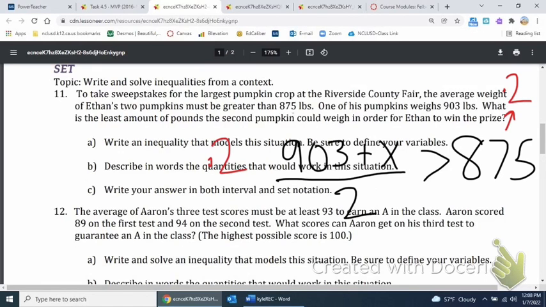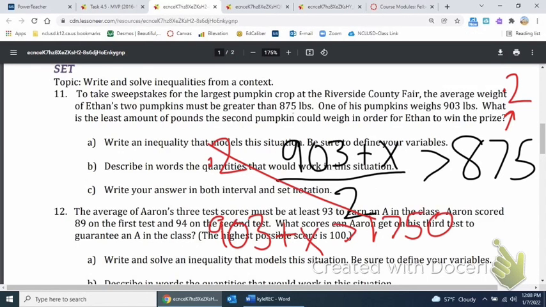Multiply by it. So we want to do the left side times 2, and then the right side times 2 also. So on the left, those are going to cancel. And then we'd be left with just 903 plus X is greater than, what's 875 times 2, 1750, I think. So this is still technically for part A. Part A wants us to write the inequality, and it doesn't say solve it, but we're going to solve it. And then we'll talk about B and C.